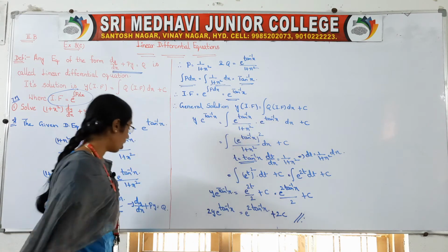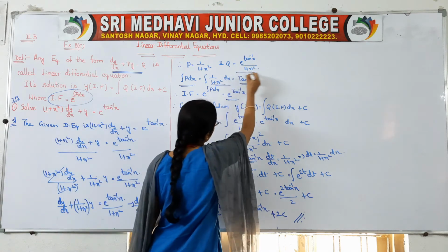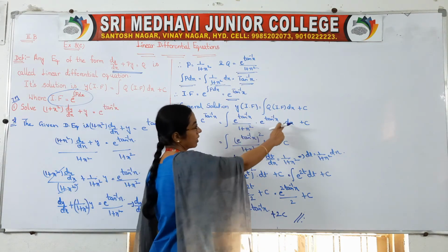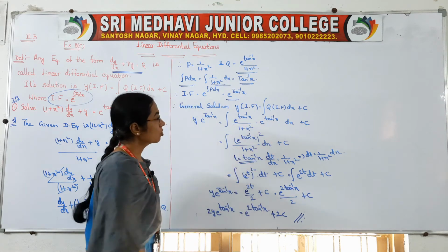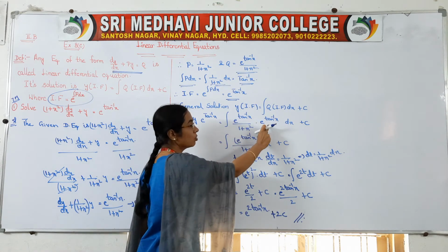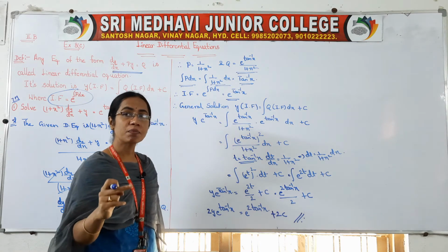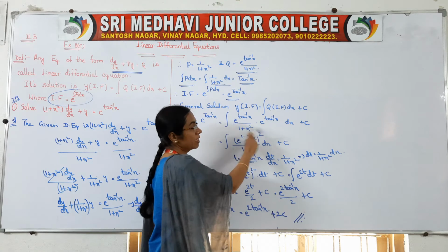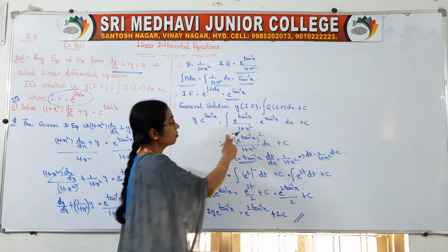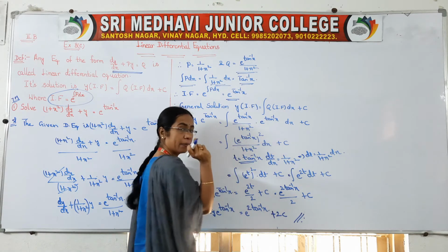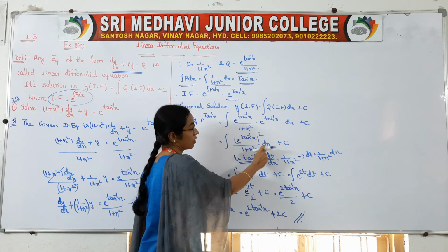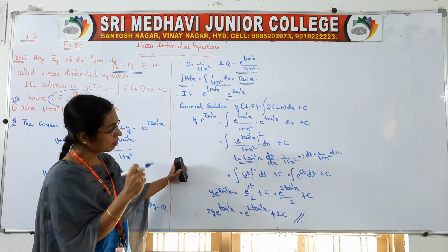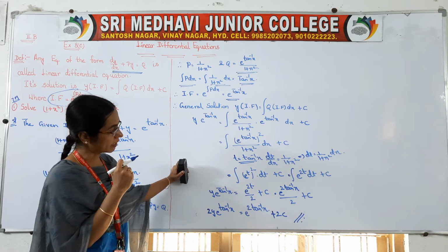What is our q? After comparison we got q, this one, substituted into integrating factor into dx plus c. So e to the power of tan inverse x into e to the power of tan inverse x, the same value is multiplying 2 times, right? So it means square. So (e to the power of tan inverse x) whole square, by 1 plus x square into dx plus c. So whenever it is like that, we have to find its integration.